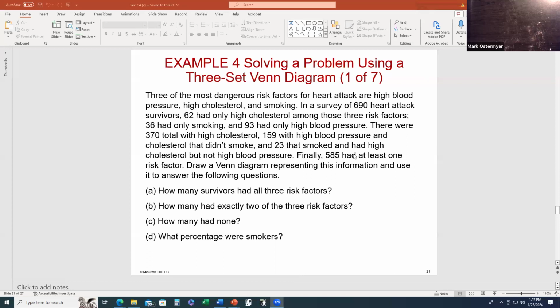So you're going to have to start, for instance, I'll give you a little hint. 23 smoked and had high cholesterol, but not high blood pressure. So what region would that go in? Six. Region six, you are correct. In region six, you put 23. And there's your hint. And I'll just continue to work backwards through the problem.